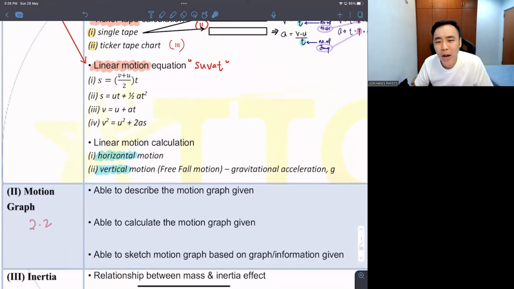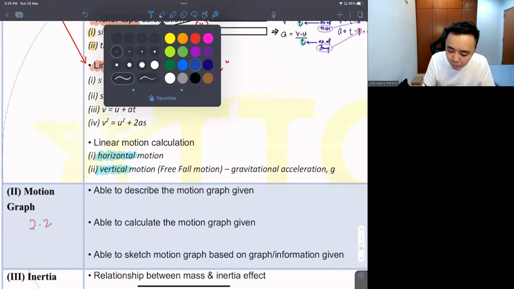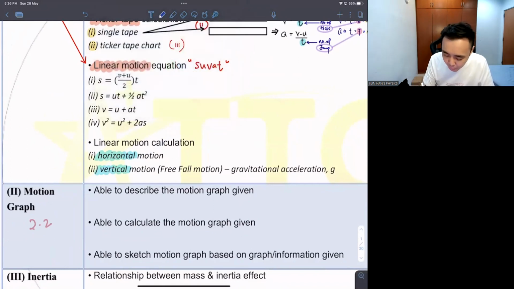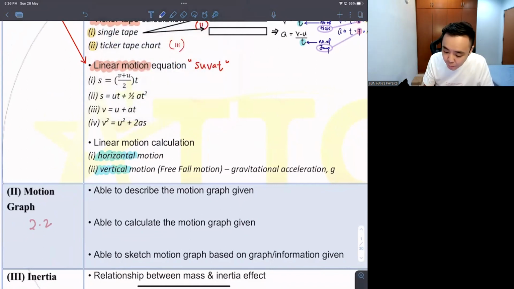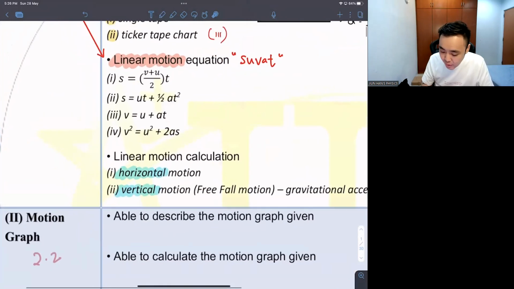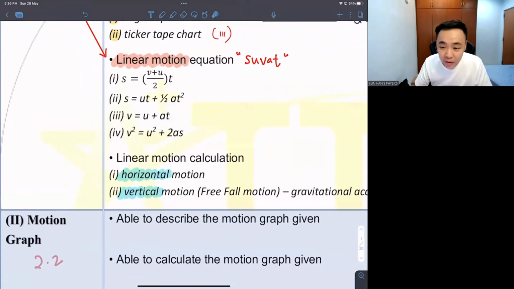So you'll be wondering, hey, why do we need so many? Why can't just one formula settle everything? Well, you look at the formulas, you notice one thing or not? The formulas are made of these 5 letters: displacement, initial velocity, final velocity, acceleration, and time. SUVAT, S-U-V-A-T. Did we use all 5 inside? Not quite, right?